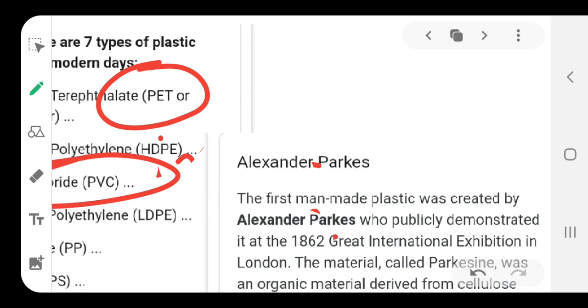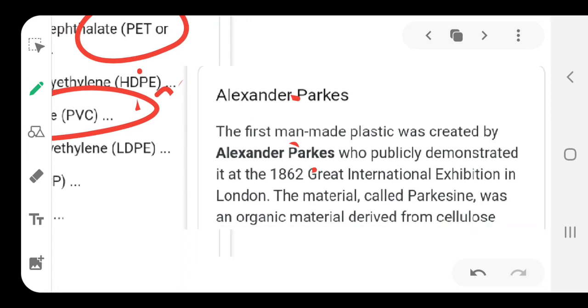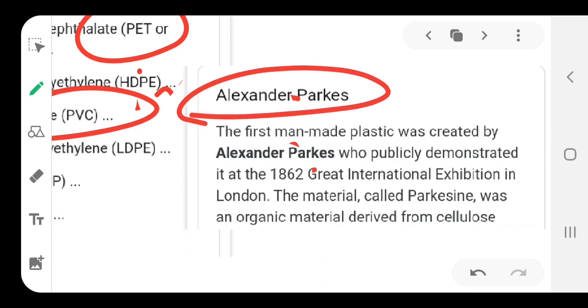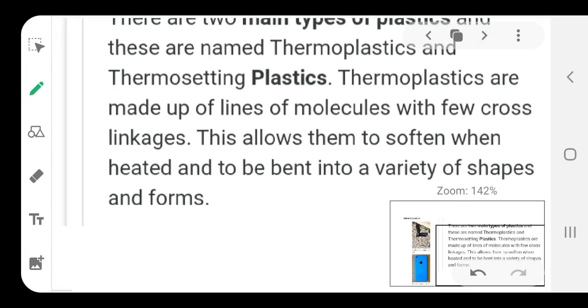Now before going further into plastic, you should also thank the gentleman who gave it to us. Underline the name for your information: his name was Alexander Parks. Sometimes we also pronounce it as Parkes, but it's better Parks. So Alexander Parks is the gentleman who introduced this word way back in the year 1862. On his name we have this term called plastics.